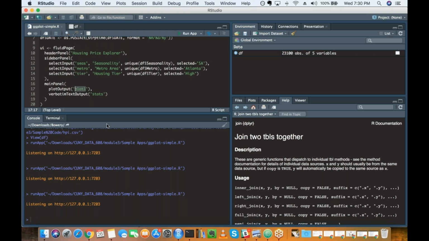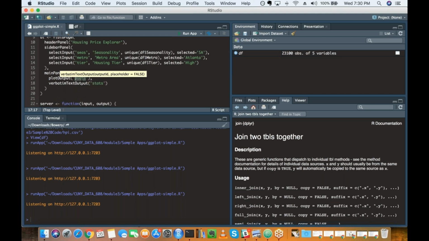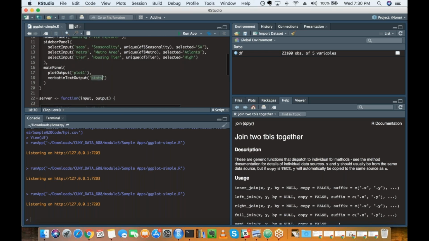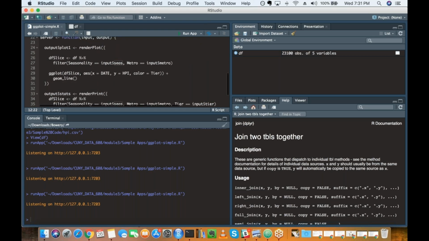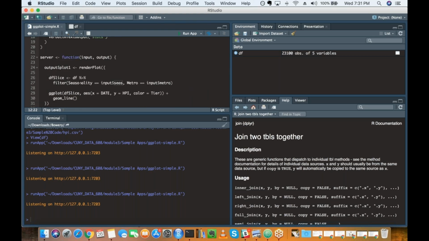In a lot of these widgets, the first argument is going to be the tag, the ID, how you're going to reference that later in the server of your app. So I have my plot output, and I'm calling it plot1. I have my verbatim text output, and I'm calling that stats, etc. And then similarly, I have my tags for my select inputs. I'm going to be referencing all of these and tying them together in the server object.